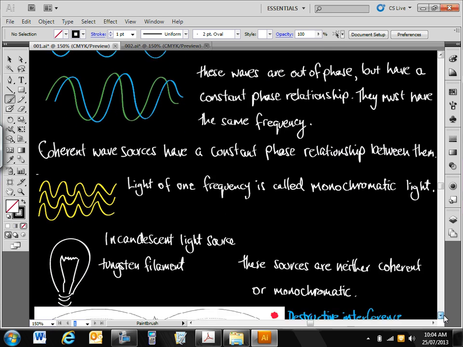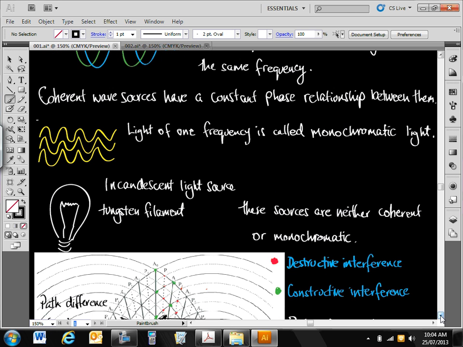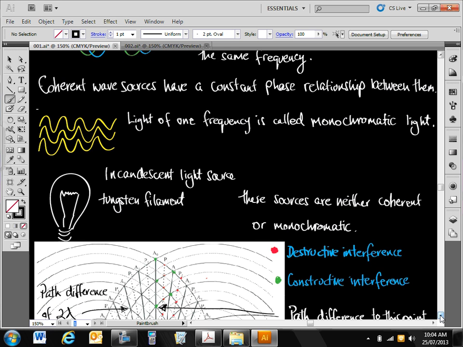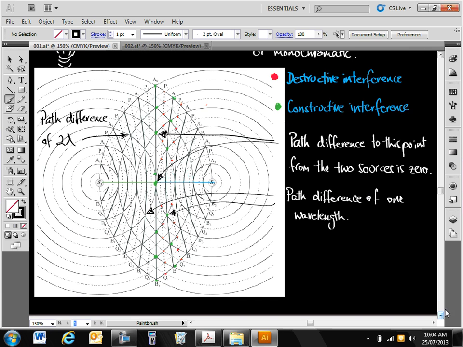Okay. We looked at monochromatic light sources. Monochromatic light sources are those which have one specific wavelength or one specific frequency. Incandescent light sources are not monochromatic. We look at this diagram here where we see regions of destructive interference and constructive interference. And we also talked about path difference.